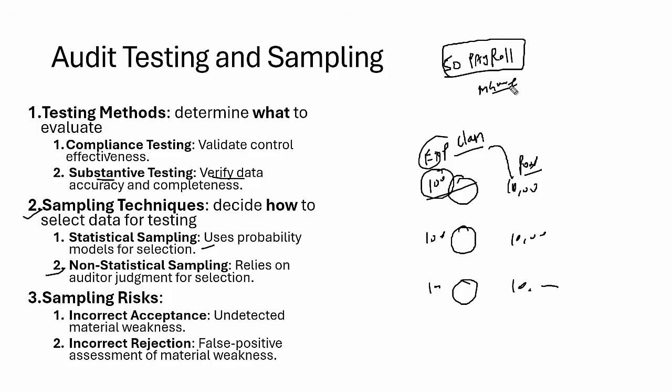If a transaction has a valid approval, the control is working effectively. If 5 out of 50 transactions lack approval, the control is flagged as ineffective. So here I'm checking the absence and presence of control. Now with the same example, we are applying substantive testing.